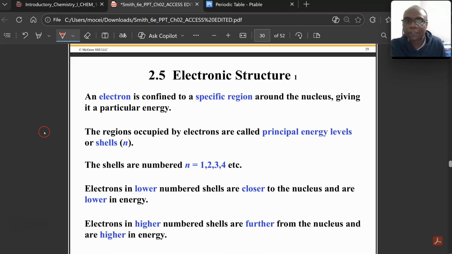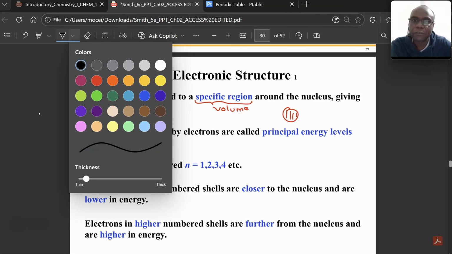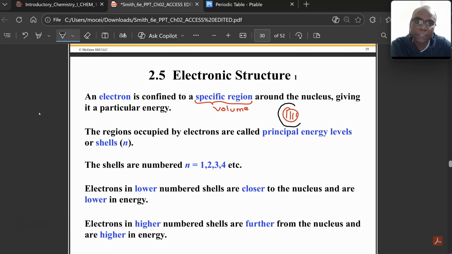Now let's talk about the electronic structure. An electron is confined in a specified region, let's say a specified volume around the nucleus, giving it a particular energy. So assume this is the nucleus. The electron will be found in areas, volumes of space away from the nucleus, outside the nucleus. We usually start by counting those energy levels from the one closest to the nucleus to the one outside.